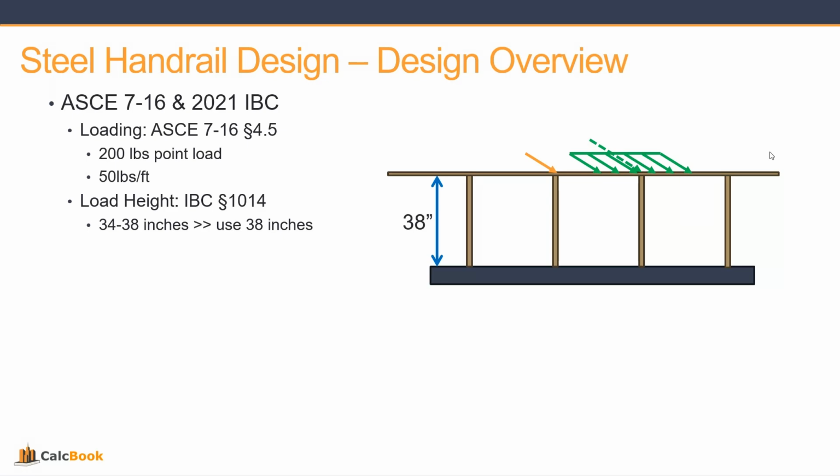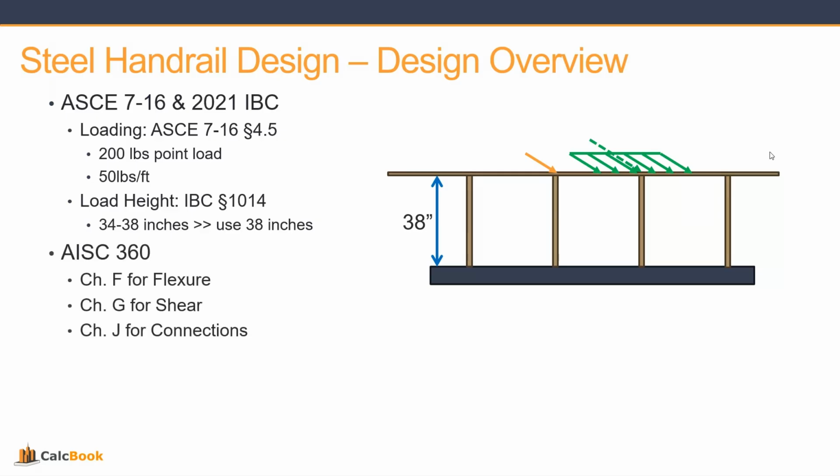For some other requirements, our height is between 34 and 38 inches, so we'll just use a maximum of 38 inches to determine our forces on the post. We'll use AISC 360 for our flexure design, shear design, and for our welded connections.